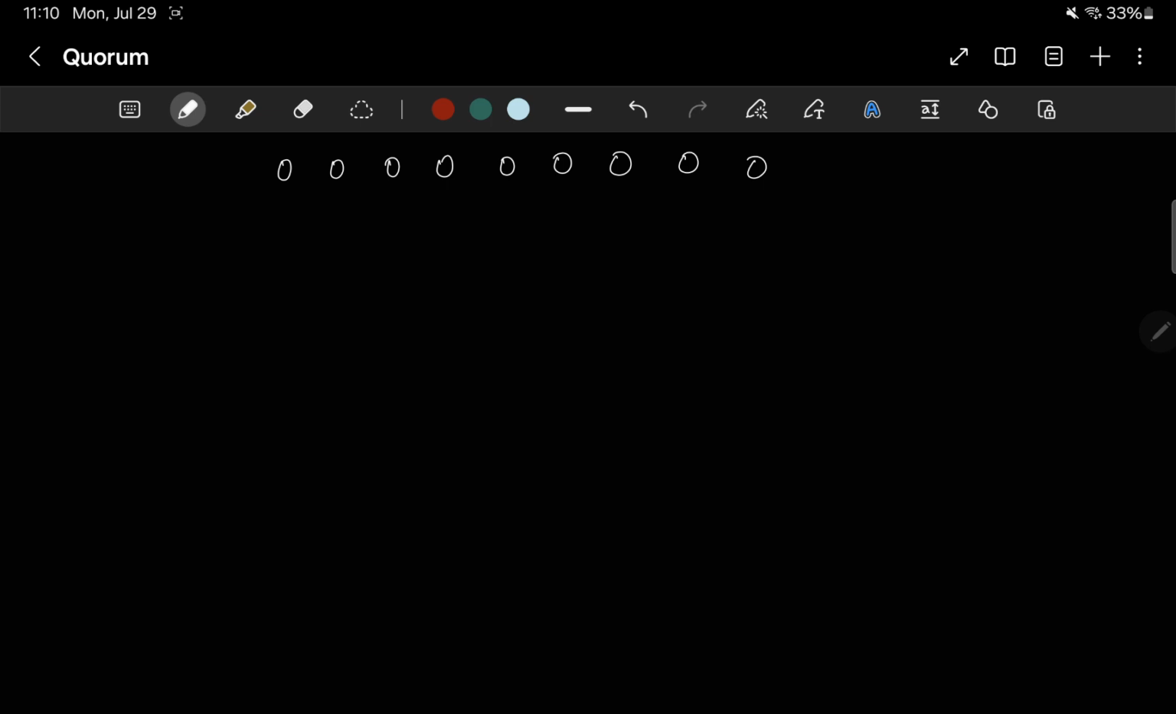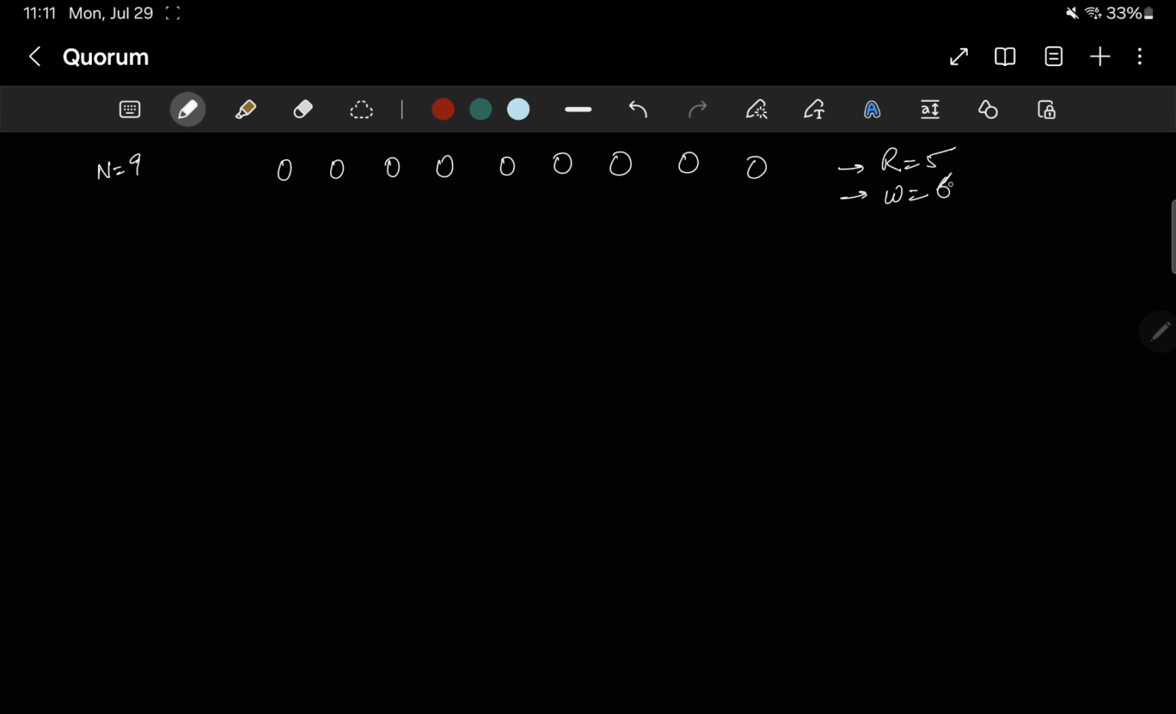So R is 5. And what is W? N is 9. W would be 9 by 2, ceiling value, which is 5 plus 1. Basically this is 6. So write quorum is 6.